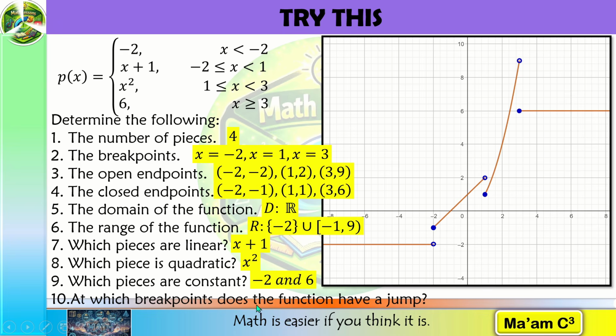Now, at which breakpoints does the function have a jump? There's a jump here at x equals -2. There's also a jump here at x equals 1. And there's also a jump here at x equals 3. Actually, in all of our breakpoints, there is a jump.